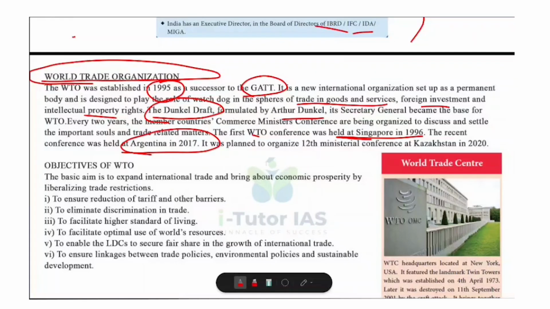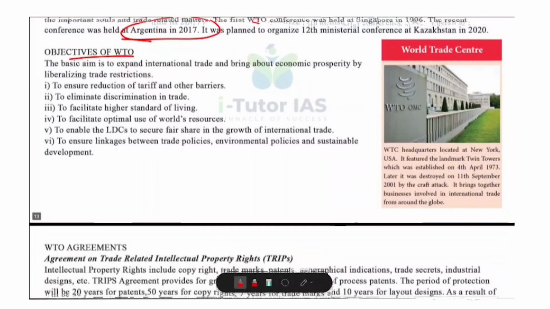And what are the key functions of WTO? It promotes free trade by reducing tariffs and other barriers. Then monitor trade policies of member countries. Then settle trade disputes through a structured mechanism, and also supports developing countries in trade related capacity building. Hope it is clear. Now let's look at the objectives of WTO.